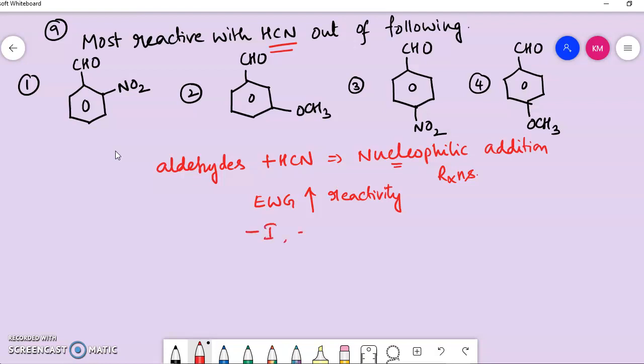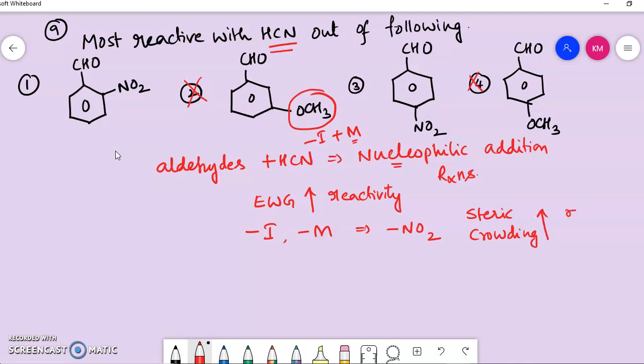So electron withdrawing group in the sense -I, -M. As you know, NO2 is an example of a -I and -M group, whereas the methoxy group is an example of a -I and +M group, right? So you have to omit these options. Second and fourth options can be omitted. But when we talk about steric crowding, if steric crowding increases, the rate of nucleophilic addition reaction decreases, right, guys? So here steric crowding is possible, so that's why option 3 is the correct answer, guys.